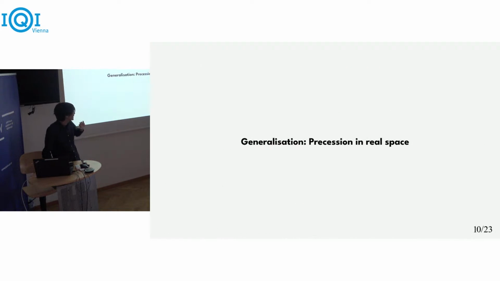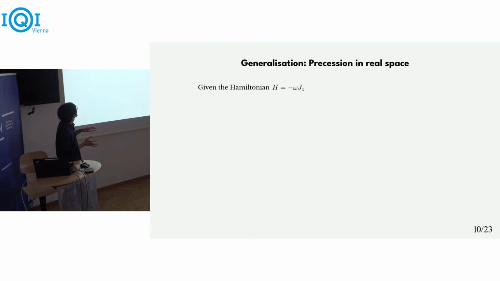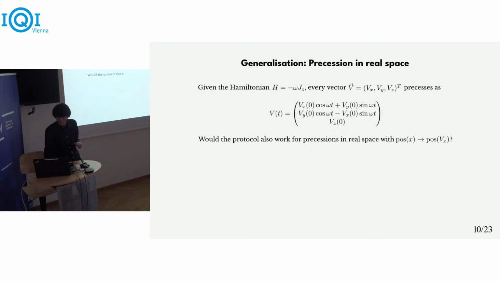OK, so that's for the obvious kind of generalization. The other generalization we looked at was, it doesn't have to be a precession in phase space, right? You can have something that's actually precessing in real space. And this comes about because if you have a Hamiltonian that is just the angular momentum Jz, then every vector that you have precesses in this way, right? Where the x and y components precess uniformly. And so would this protocol also work where we just replace measuring the x with measuring the x component of the vector?